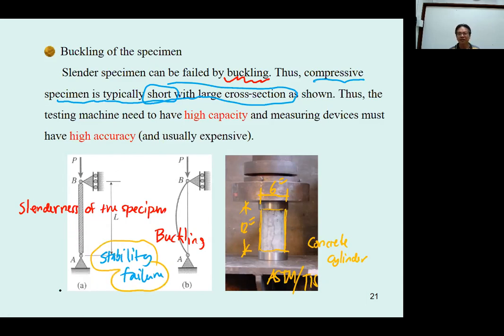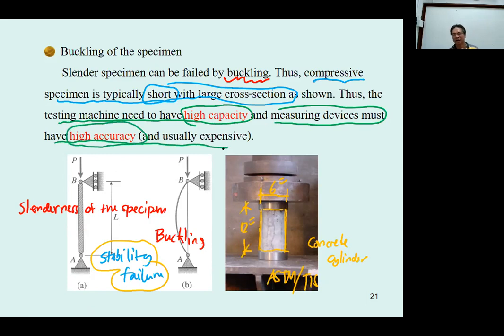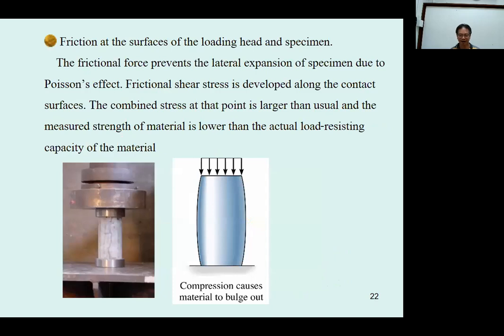So when you test this one, the testing machine will need high capacity, and the measuring device for the deformation must have high accuracy. So the testing machine for this kind of compression test is going to be an expensive one. By setting this up, the failure of the concrete will be in the form of material failure, not stability failure. So we get the strength of the concrete correctly.